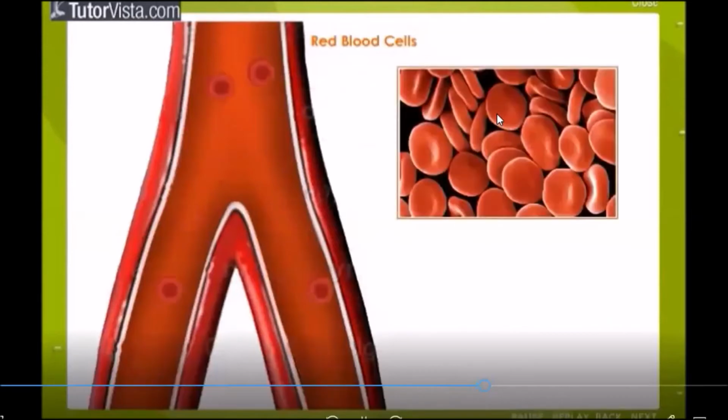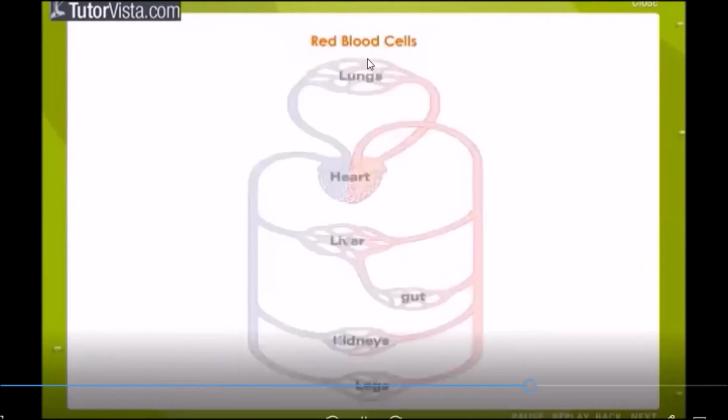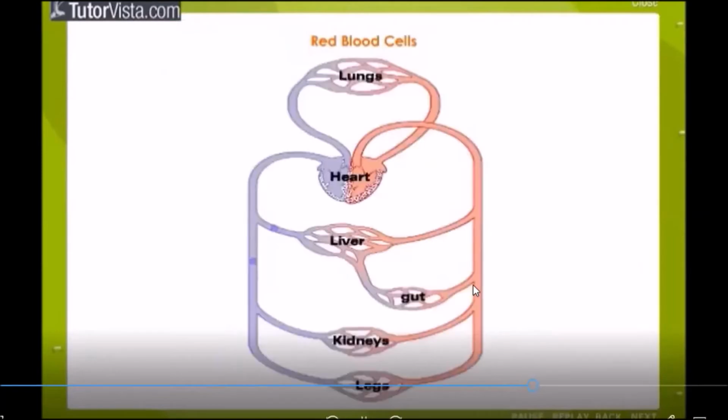They have a biconcave shape. They have a flattened disc-like structure, like side view. This is the side view of your red blood cells, and this is the top view of your red blood cells. They have a dip over here. Why? Because they have a protein called hemoglobin, which has the ability or tendency to join with the oxygen molecules. It binds with your oxygen molecules, forms an oxyhemoglobin complex, and then it runs throughout your whole circulatory system.